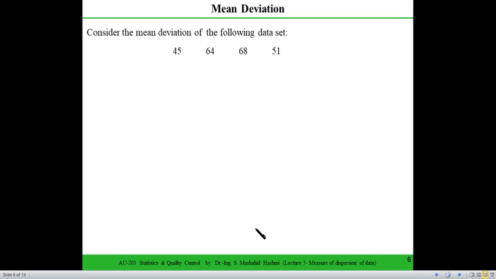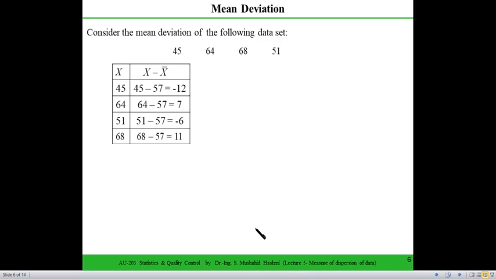Okay, for the same data set, let's say I am interested in mean deviation, meaning how far each individual value is from the mean of the data. So I have the data set X, and X bar is its mean. We have already evaluated its mean by adding 45, 64, 68 and 51, and we got the mean value of that sample as 57. So 45 minus 57 comes out to be minus 12, and 64 minus 57 comes out to be a positive number. Then 68 minus 57 and 51 minus 57.